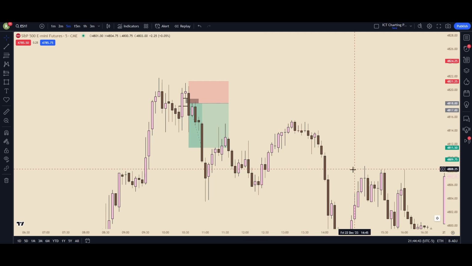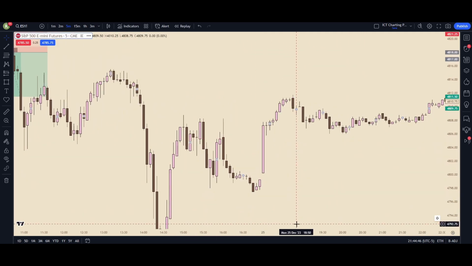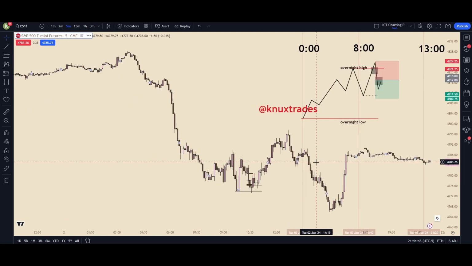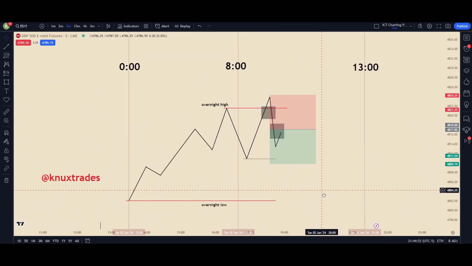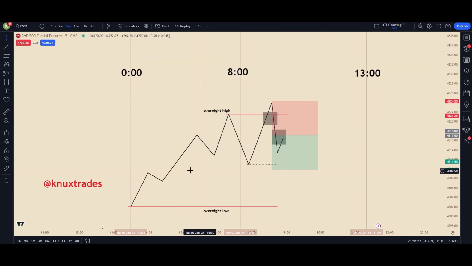But nonetheless, the inversion stuff is very interesting. Personally, I'm still not using them as entries. I'm just going to be using them as market structure shifts. That's just how I'm going to be doing it going forward.